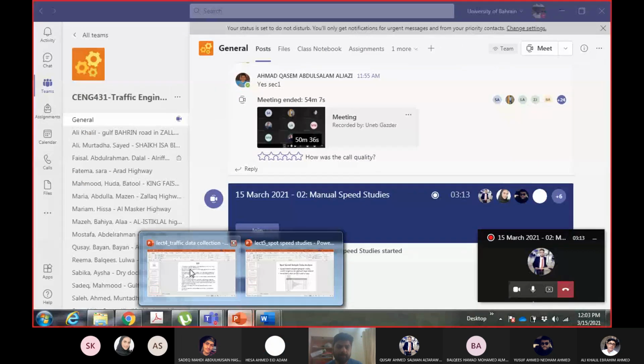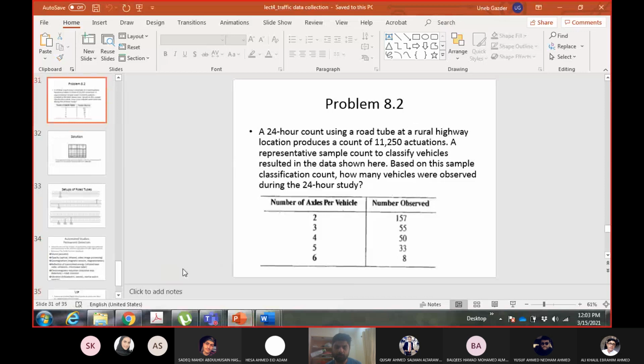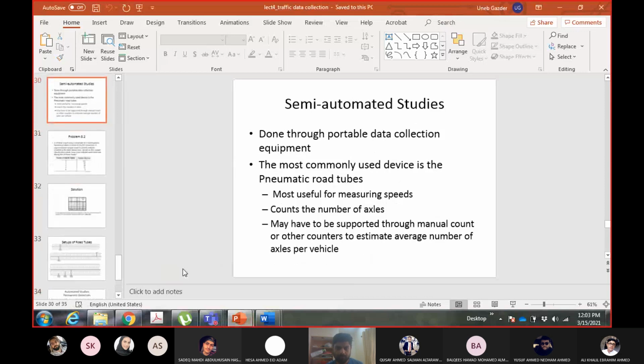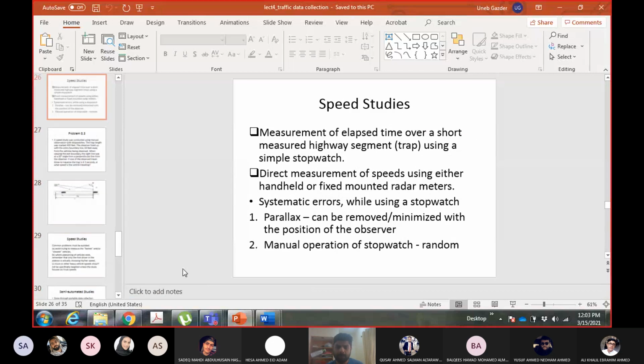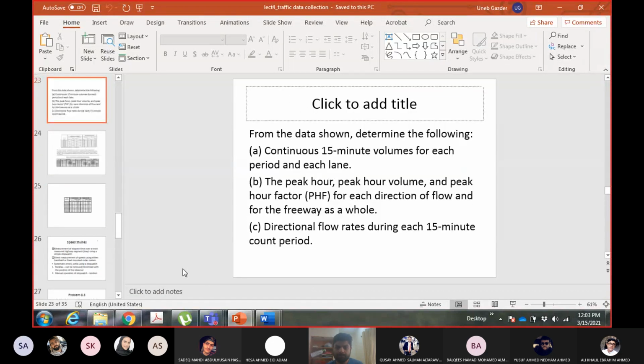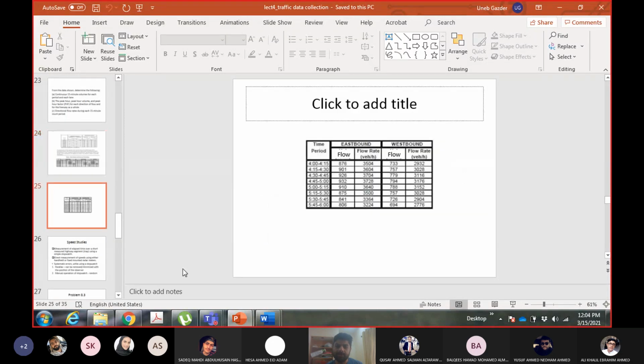Okay, we were doing the traffic studies, right? This is what we did in the lecture before. Last week there was one very long question in which you are required to calculate the continuous 15-minute counts, then calculate the peak hour volume, peak hour factor, and then calculate the flow rates as well. In this section, I was able to calculate the flow rates.